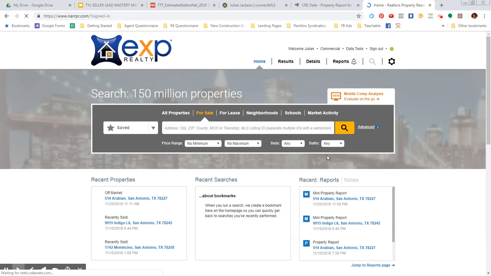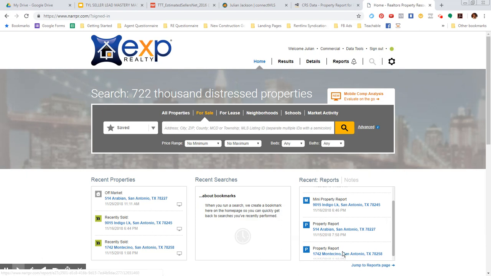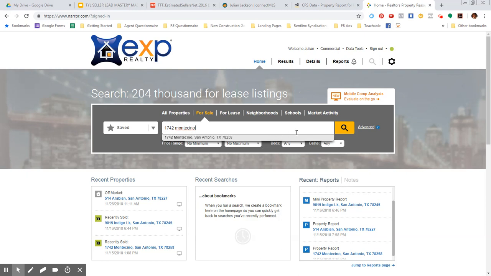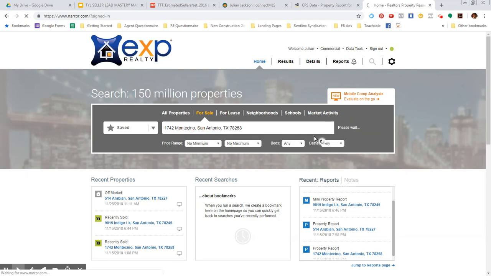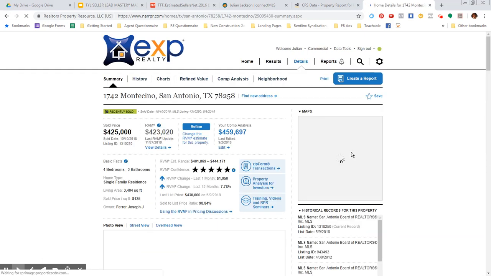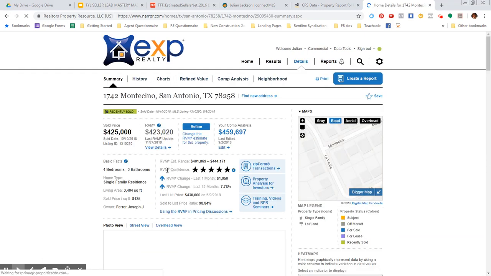So I look at what I have here, and again, I'm going to pull up a mini property report for the properties that I've looked at and see if those numbers are any different. So I believe this address, 1742 Montesino. Yep, I think that's correct. Then we do a search. And there you go. All the information I need.